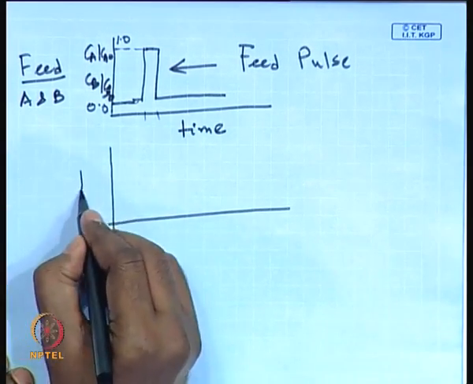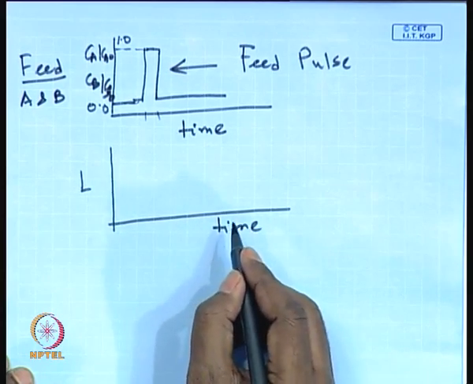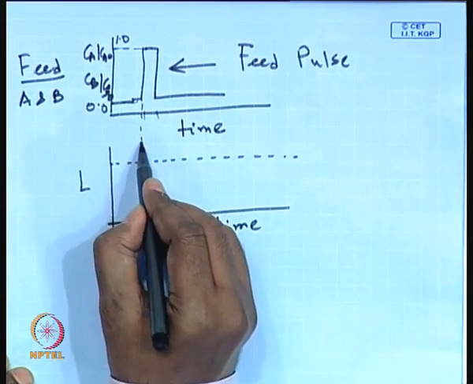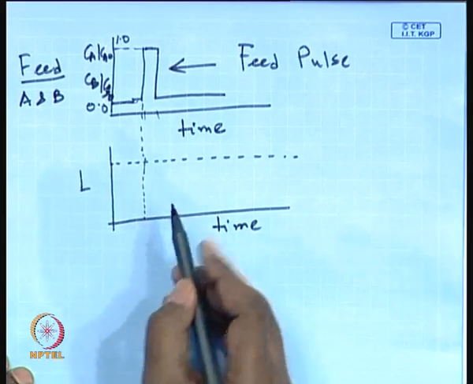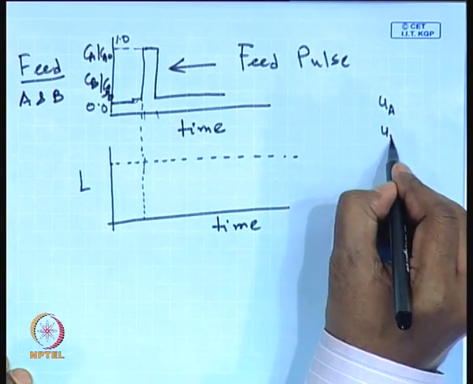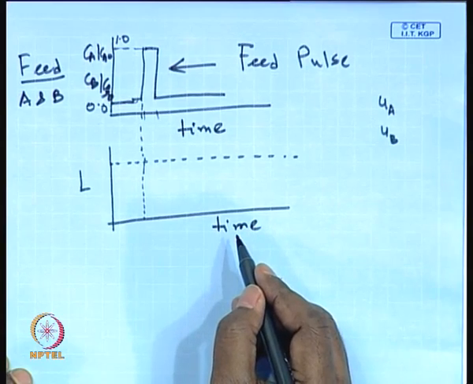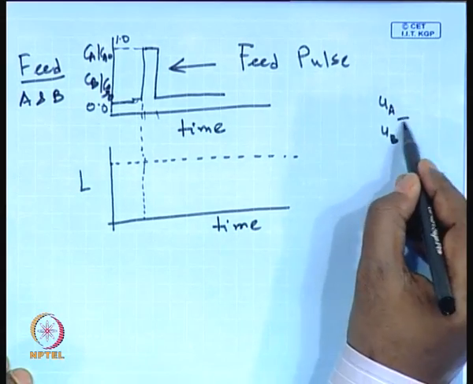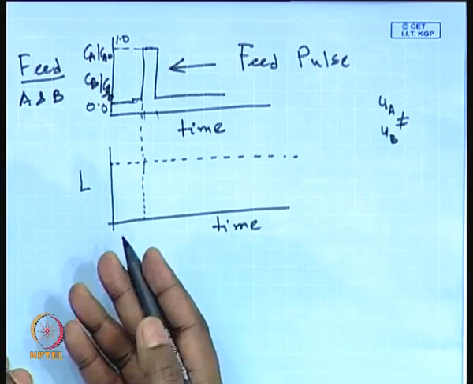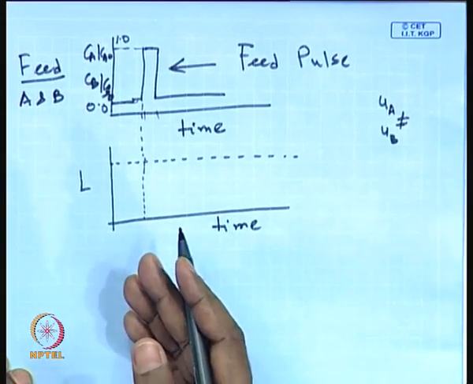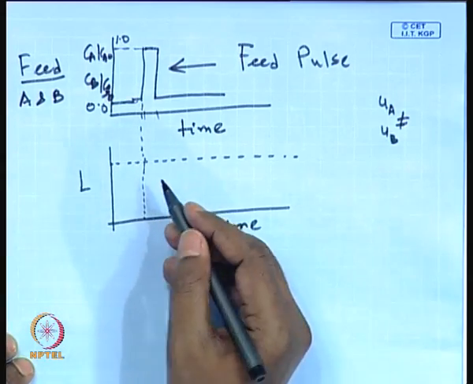Now, we plot L versus T. L is the length of the column. These two species A and B will have velocities u A and u B respectively, depending on their nature of adsorption and so on. So, u A and u B will be different, they are not equal. We have already seen that the slope of L versus time is the individual solute velocity. So, the slope will be different, because the two components are different. The expressions are different.